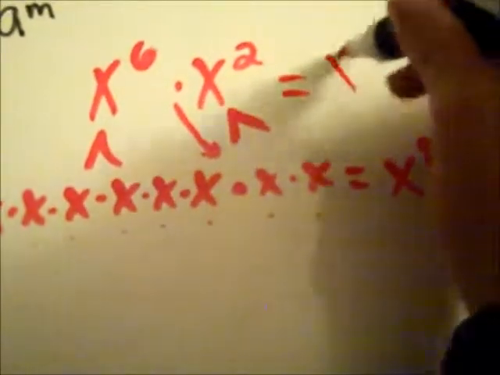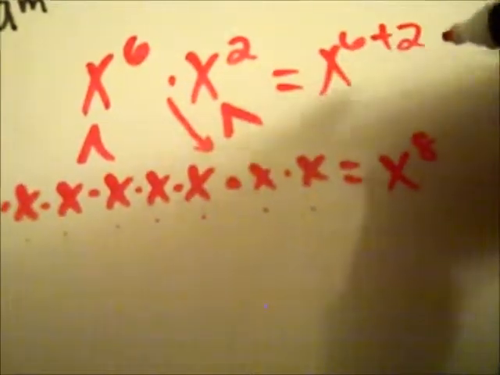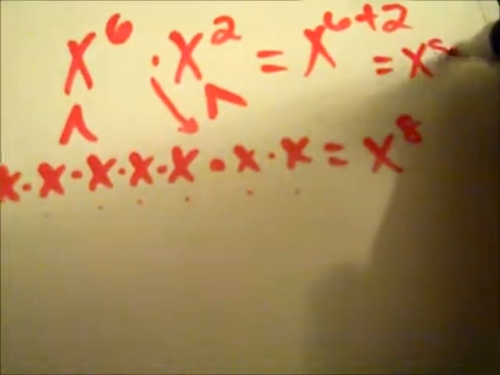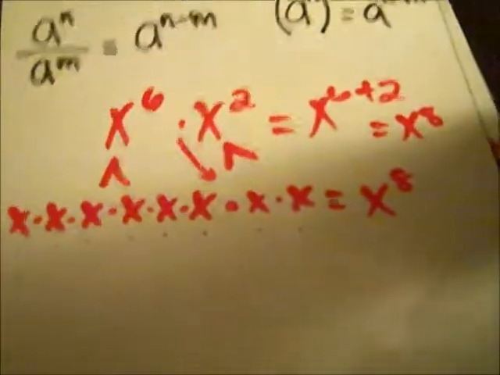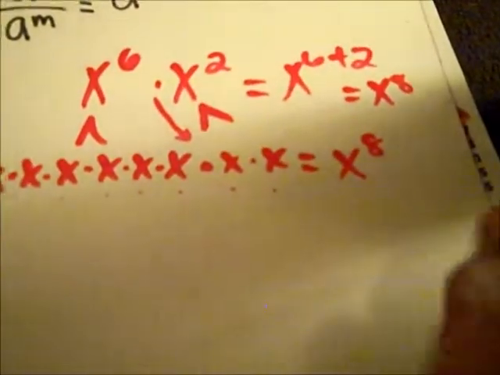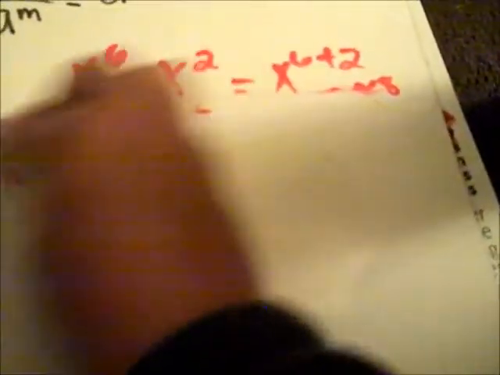Or all we can do is just add these exponents. Remember, you can do it the long way or you can do it the way with the rule. Either way, you're going to get the correct answer. Okay, let's do another example. Let's do another rule this time.